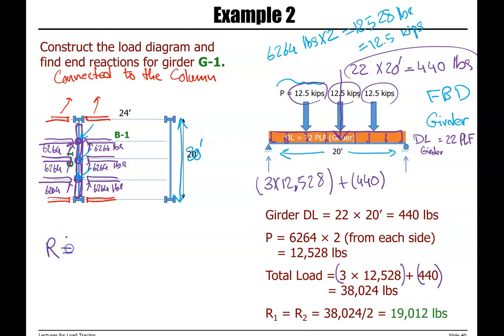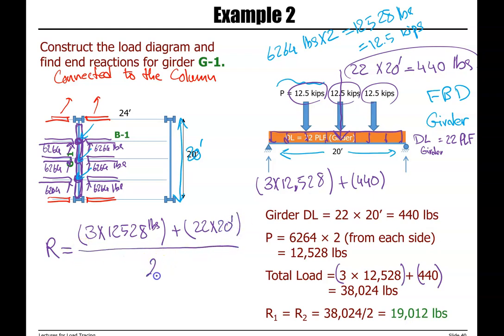So the reactions in this case are equal to 3 loads, each one 12,528 pounds. These are the 3 point loads, plus the dead load of the girder, which is 22 PLF times 20 feet, and this divided by 2. Each reaction is equal to 19,012 pounds.